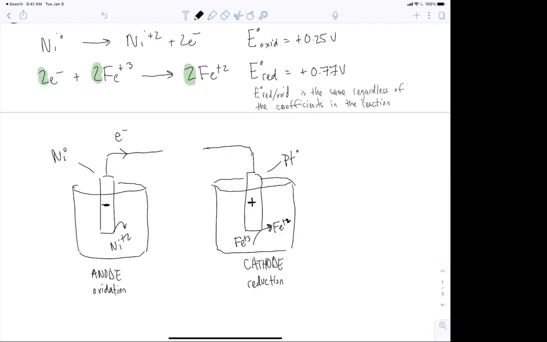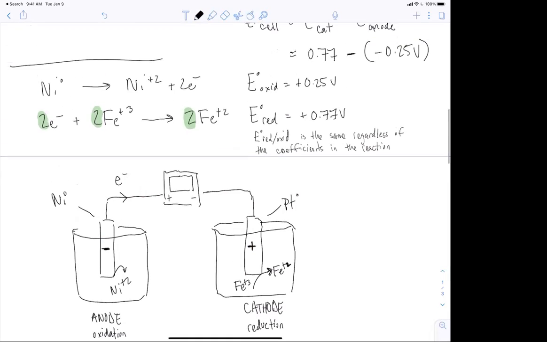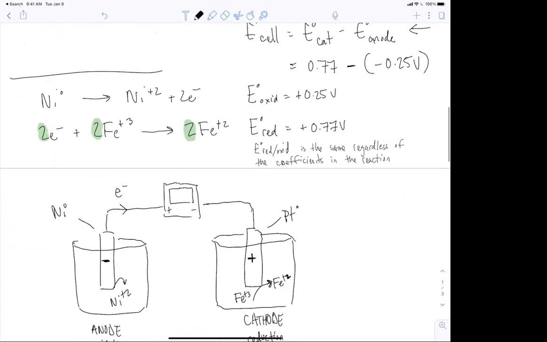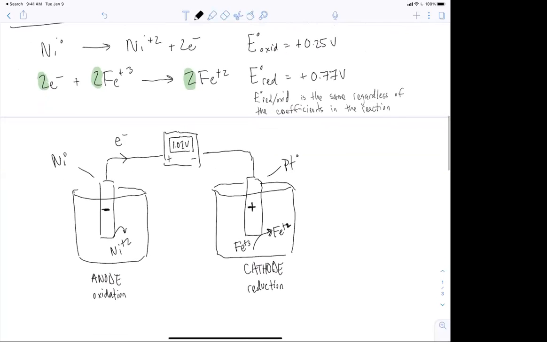If we were to hook up a voltmeter here, the voltmeter is going to have a positive and a negative terminal as well. And a voltmeter will allow us to measure what the potential is for that cell, which we've calculated already, is 1.02 volts. So this type of cell we'll call a galvanic cell. You'll also see it called a voltaic cell. And then sometimes you'll also just see it written as electrochemical cell.